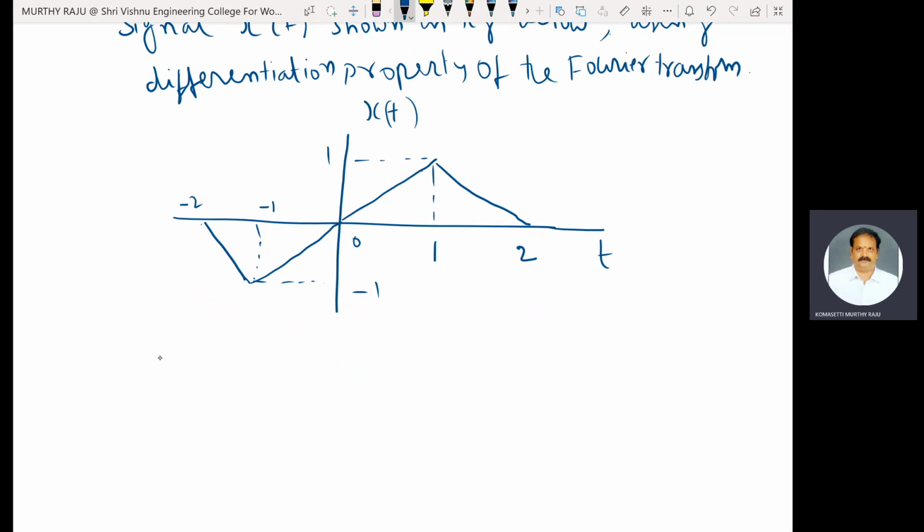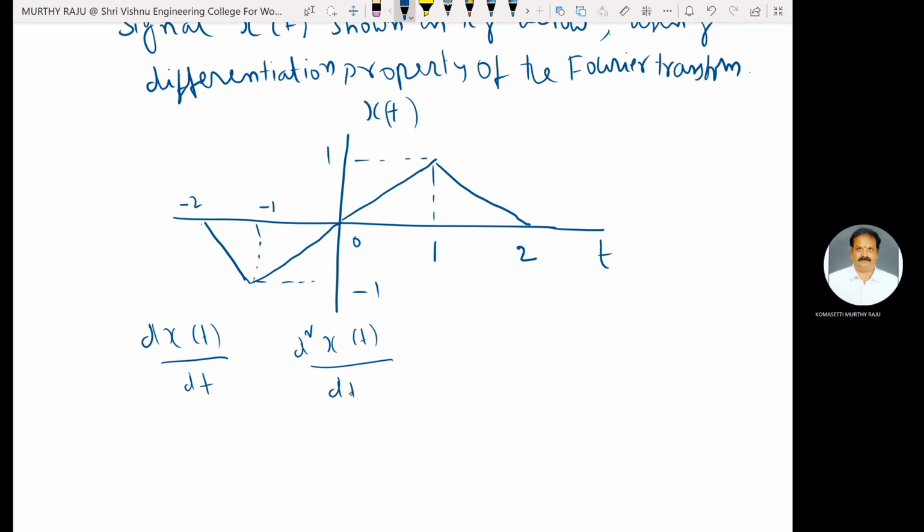Differentiation property means we have to find dx of t by dt, the first differentiation. Next, the second differentiation, d square x of t by dt square, and then apply the Fourier transform to this second differentiation.